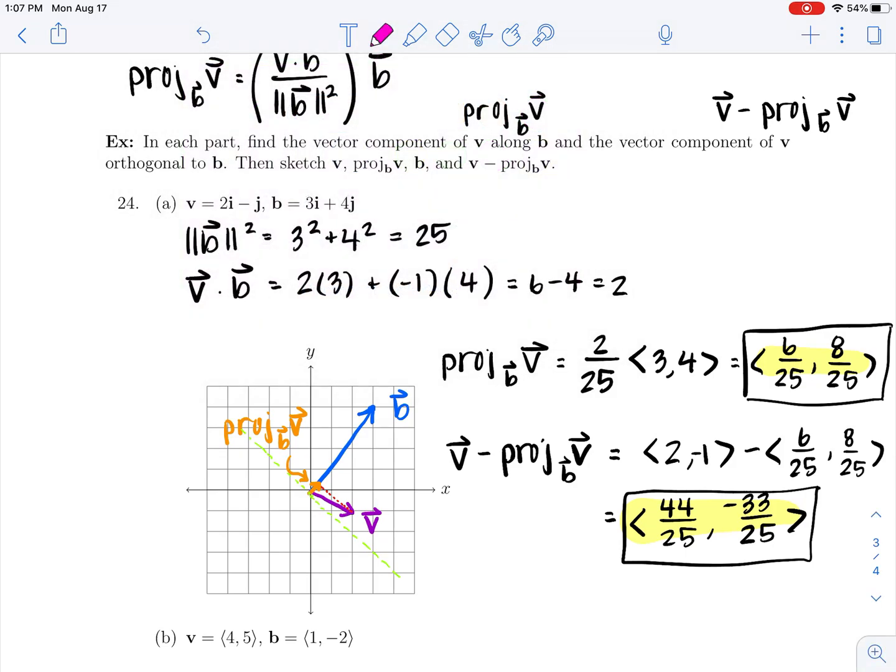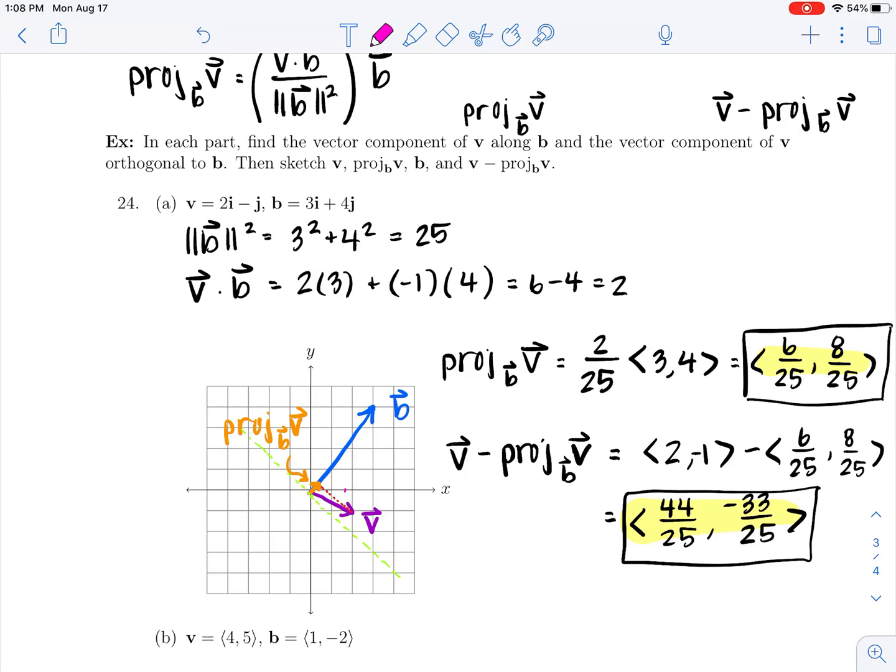magenta. Okay, so we want to go 44 over 25. So that's not quite 2. Is it close to 1.5? Half of 25 is 12.5. So that would be what, 37? A little over 1.5. So between 1.5 and 2. So I don't know, maybe like right there on the x-axis.